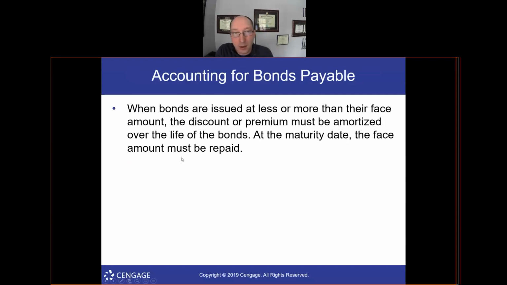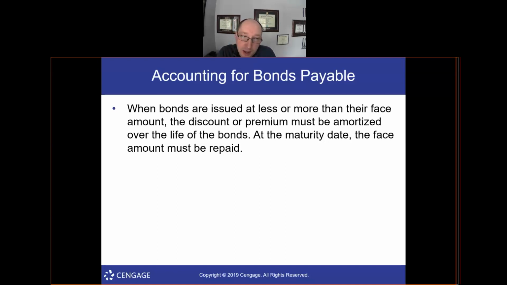So why do we as accountants care about market rates and discount and premium? Because if we're the accountant for the company, we need to account for the issuance of those bonds: when they're issued, what's the interest rate, when will it be paid back. When bonds are issued at less than or more than the face value, the discount or the premium will be amortized over the life of the bonds.